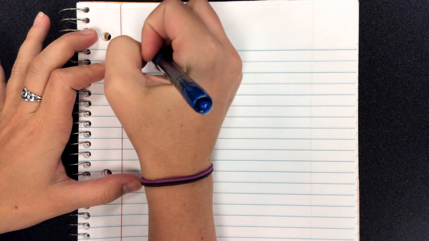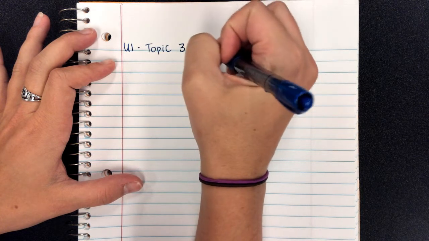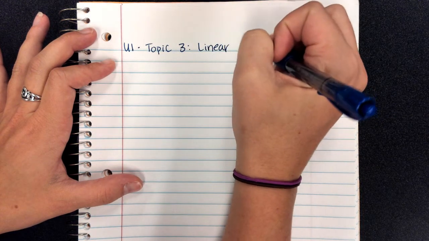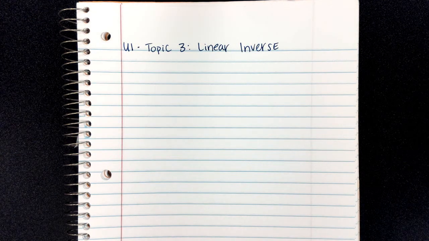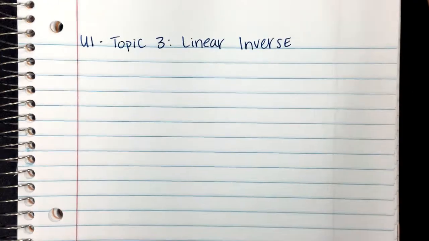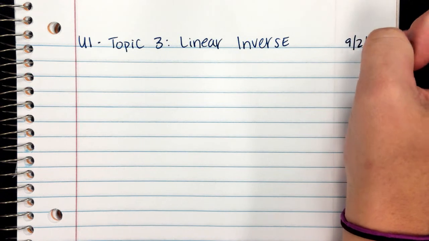So at the top of your paper, this is still Unit 1. If you want to write down Unit 1 or U1, this is Topic 3, Linear Inverse. So on your paper yesterday, it was graphing. Today is algebraically. It just means using math. Okay? Today is September 2nd.